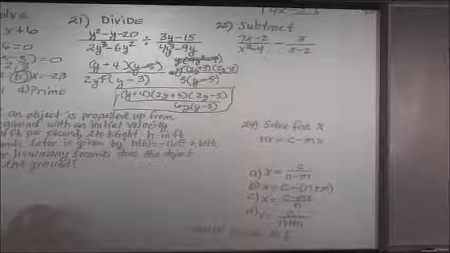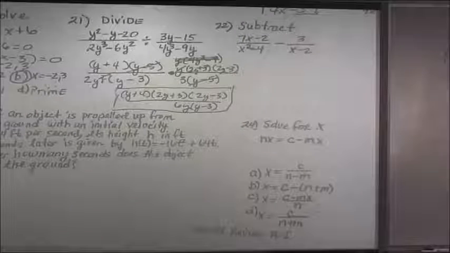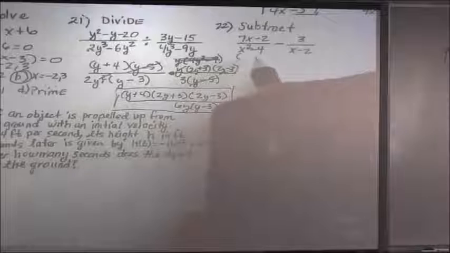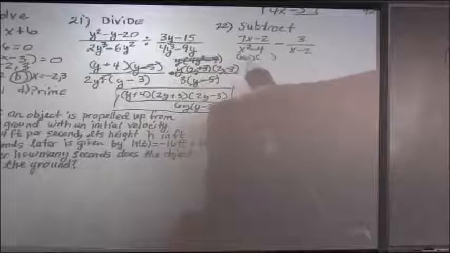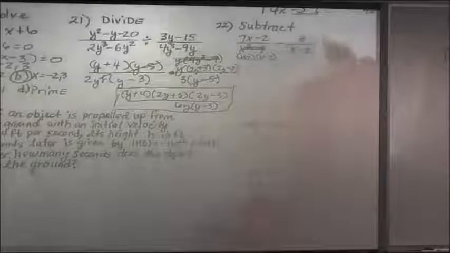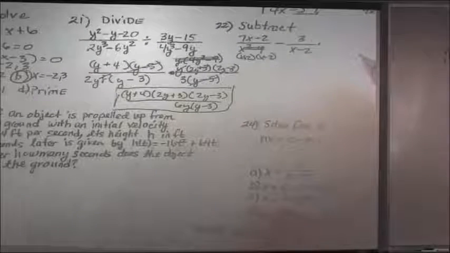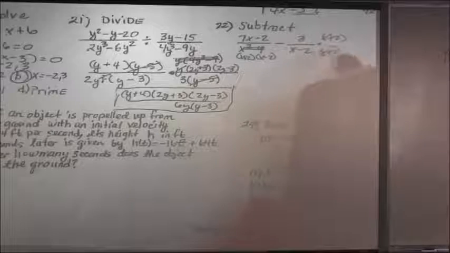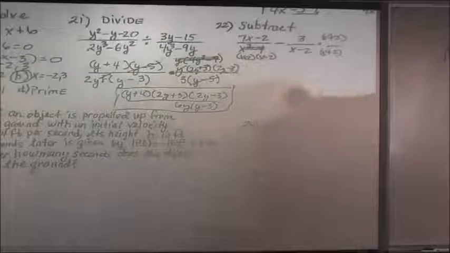22, we're subtracting. What's the common denominator? Okay, x plus 2, x minus 2. Do we see it? We got to factor. This factors into x plus 2, x minus 2. What's missing from this second fraction over here? There it is, we replaced it.